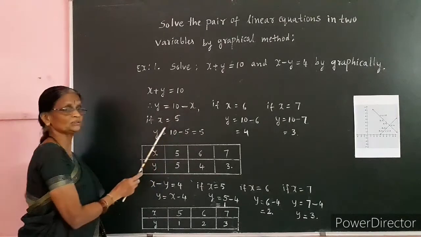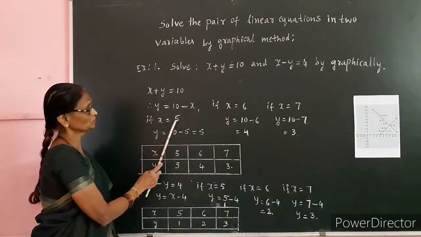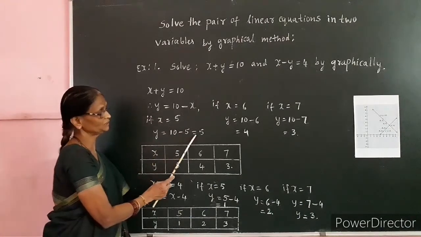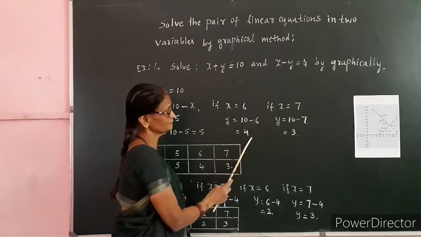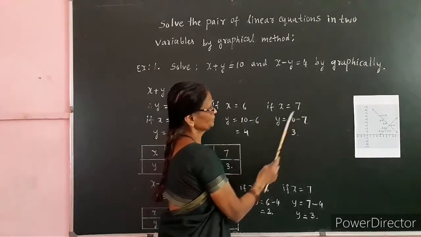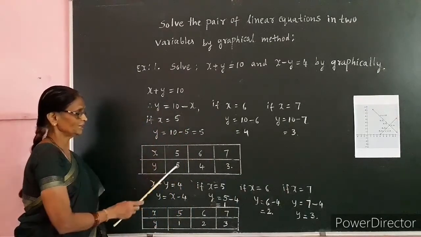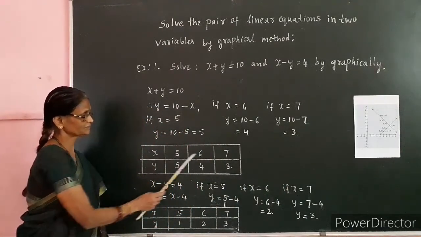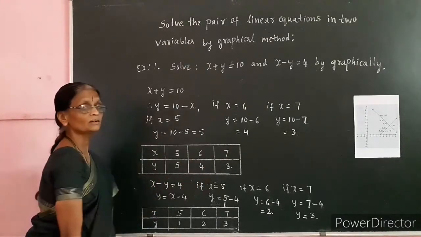Now we should give the value for x and find out the value of y. If x equal to 5, y equal to 10 minus 5 is 5. If x equal to 6, y equal to 10 minus 6 is 4. If x equal to 7, y equal to 10 minus 7 is 3. Now calculate the values of x and y. The x values are written in the x column and the y values should be written in the y column.